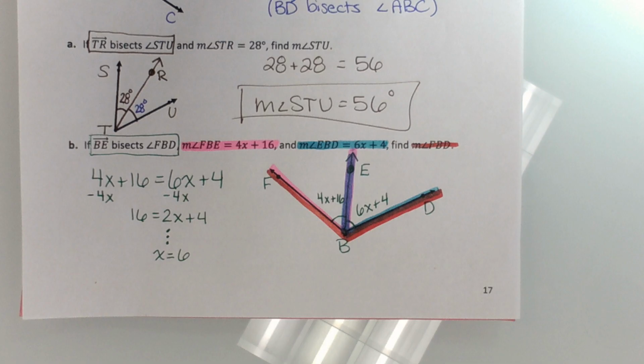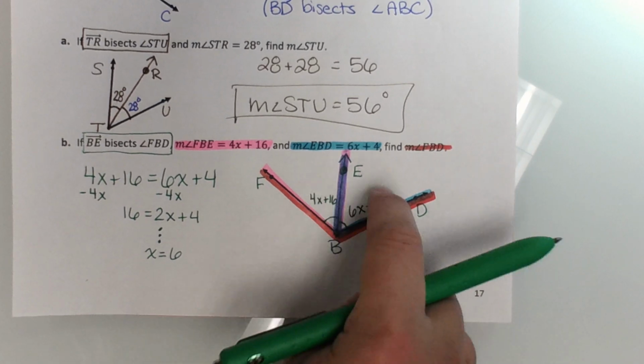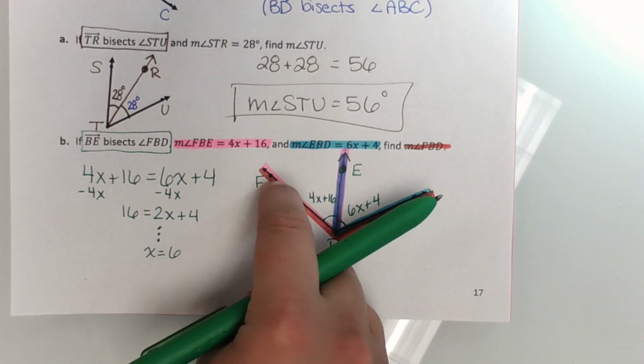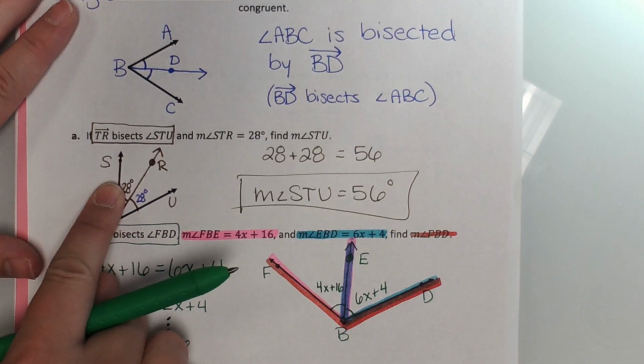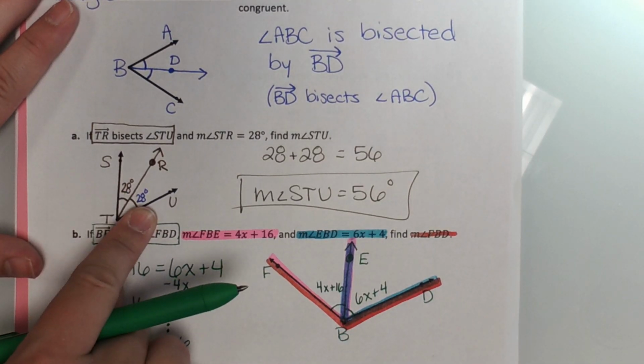Okay. X is 6. Is that what it asked for? No. What did it ask for? It asked us to find that. Do we have an expression for FBD? No. We have expressions for the two halves. But the two halves are supposed to be congruent. If we find one half, isn't the other half going to be the same?